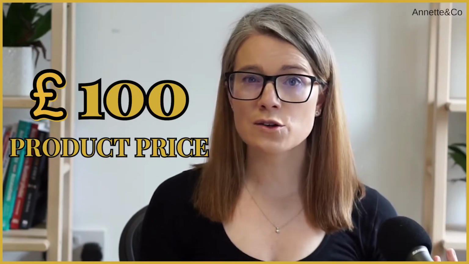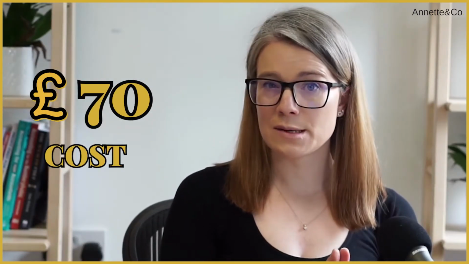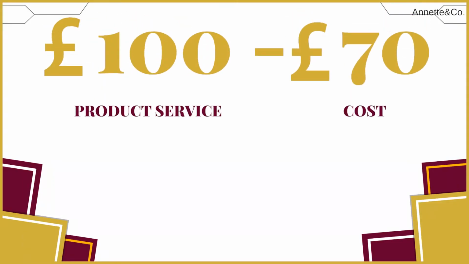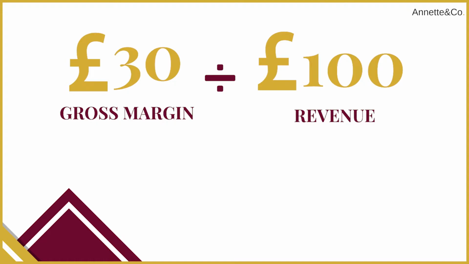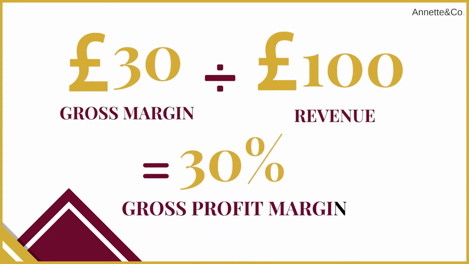So let's look at some examples with numbers in. If a product is priced at £100 and the cost of that product for the business to buy in or manufacture is £70, then the gross margin is £100 minus £70, which equals £30. Expressed as a percentage, we take that gross margin number of £30, we divide it by the £100 revenue, and we get 30% as the gross profit margin for the product.